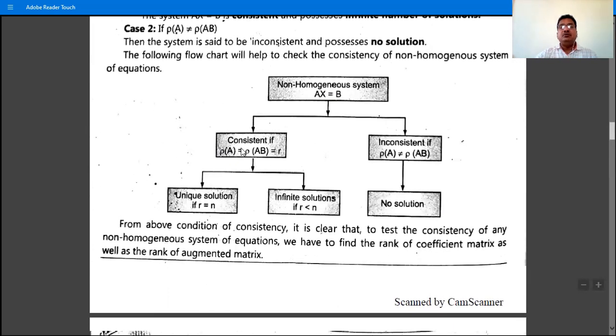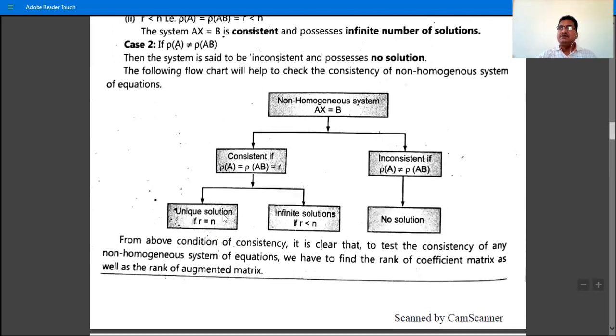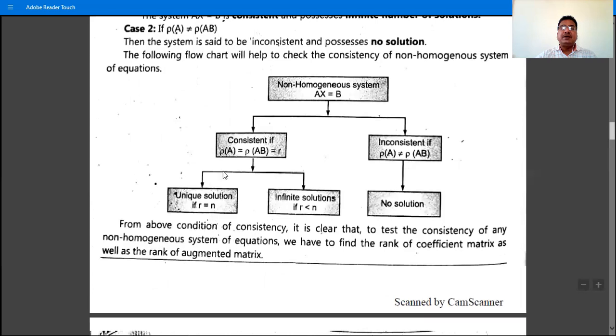Then this non-homogeneous system has a unique solution if the rank of A is equal to the rank of [A | B], that is r, and r is equal to the number of variables in that system. So if the rank of A and the rank of [A | B] are equal, then the system is consistent. And if it is equal to n, the number of unknowns in that system, that is, if all these three numbers are the same, then the system has a unique solution. The system has only one solution.